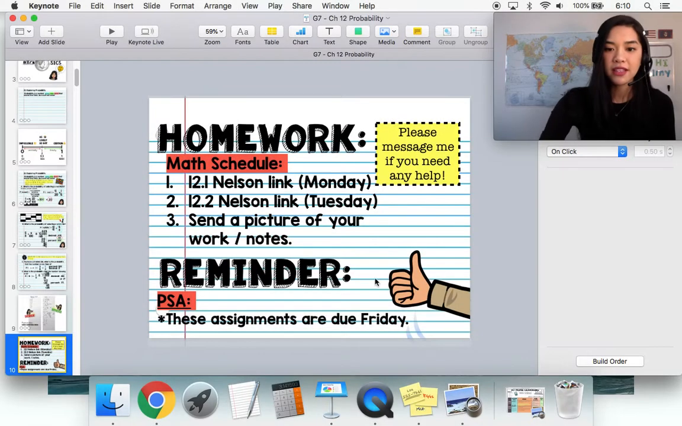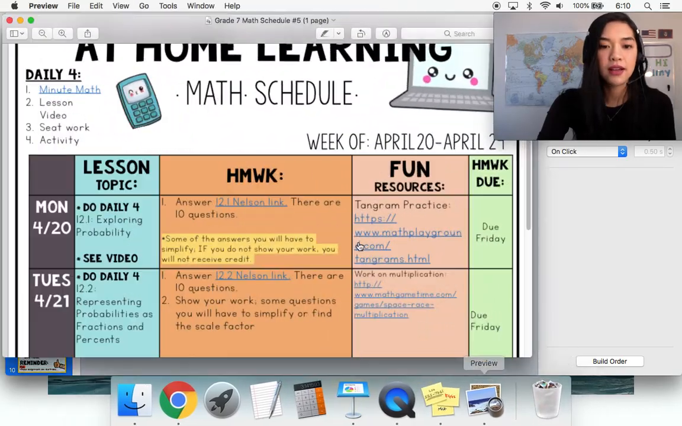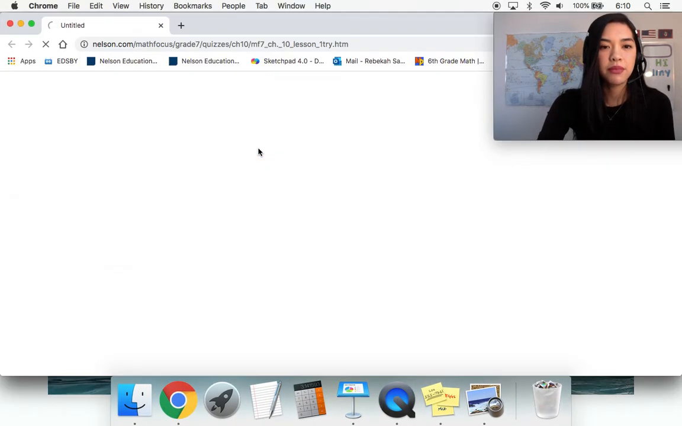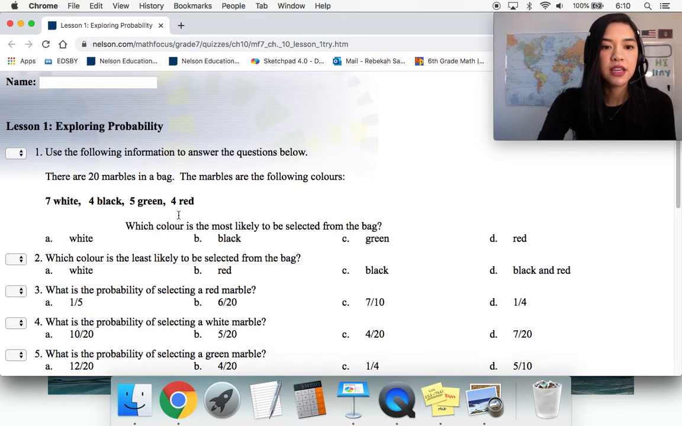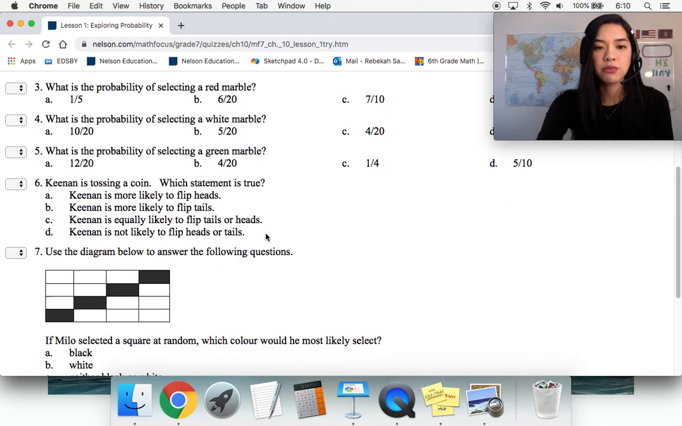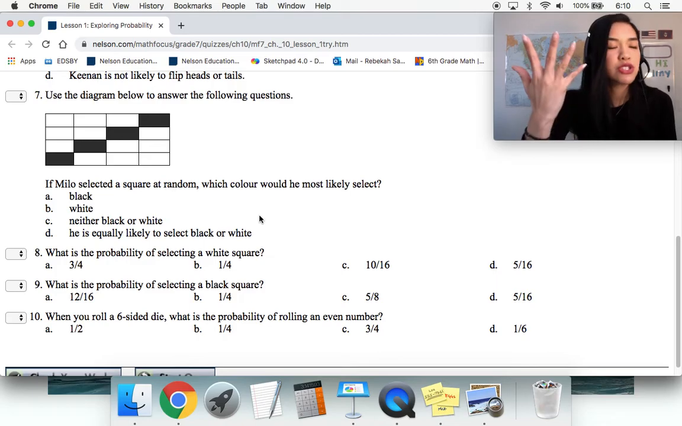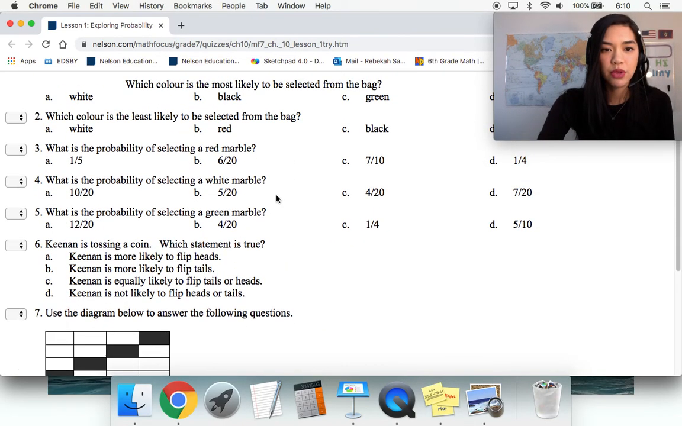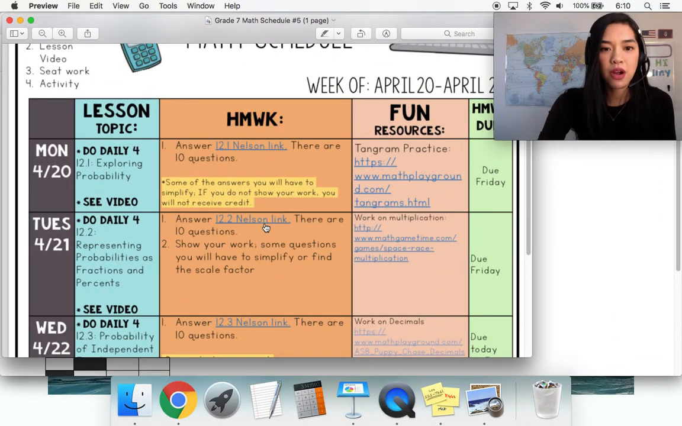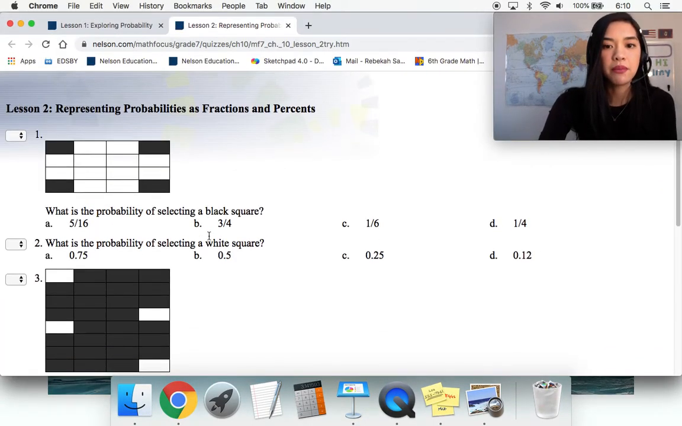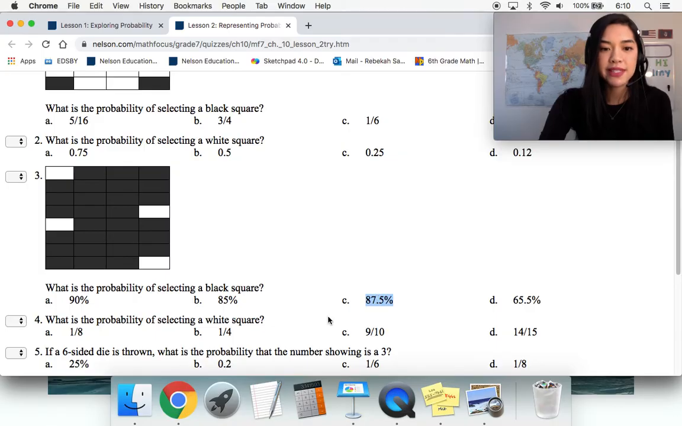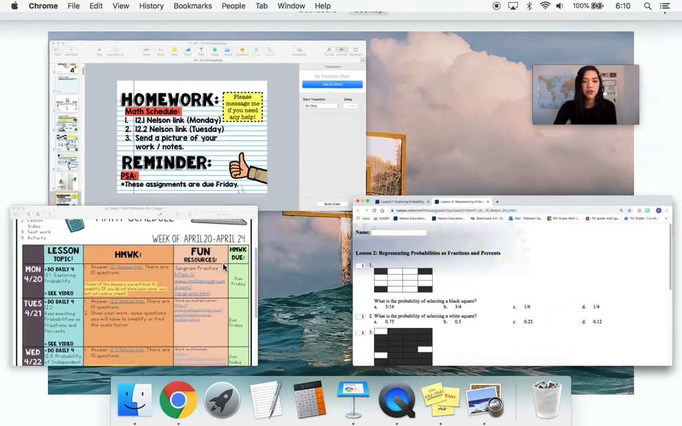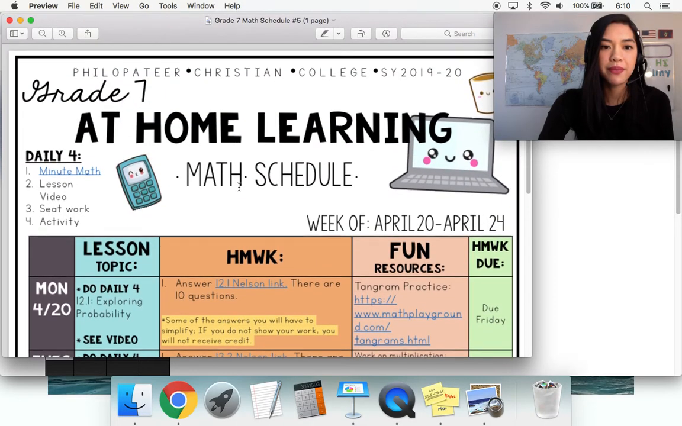Okay, so let's look here on your Nelson link. Here we have the number 1. If you notice, you're going to have a bunch of problems here. Some of these you can just solve normally, but you're going to have to reduce some of these fractions, okay? And as for tomorrow, now you're going to be working with percents and decimals, okay? But let's just focus on today's homework, which is 12.1.